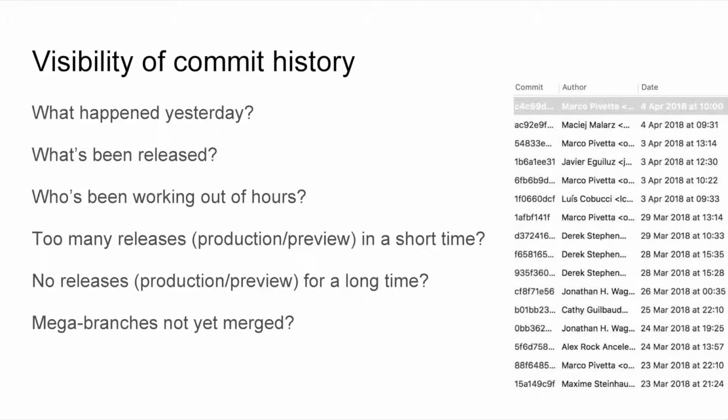There's also some other things about the visibility of the commits. So this is doctrine.